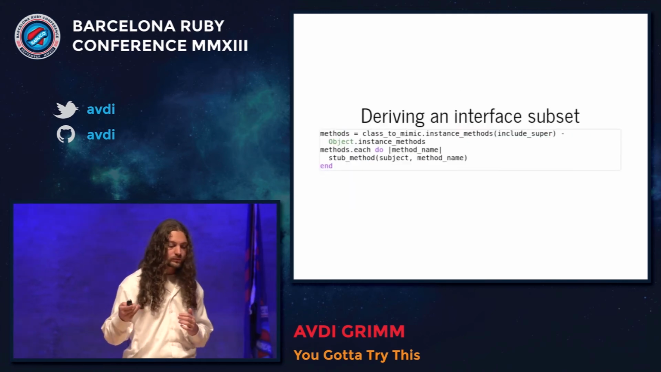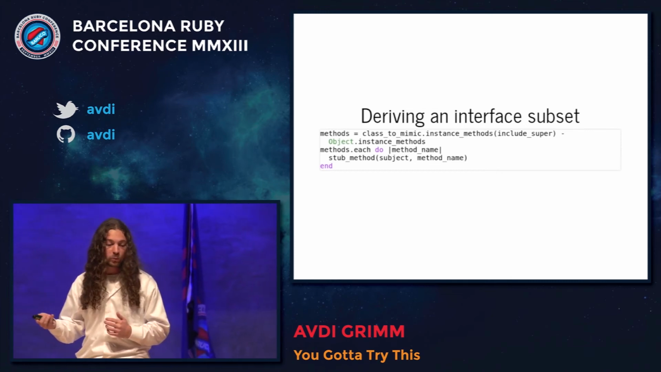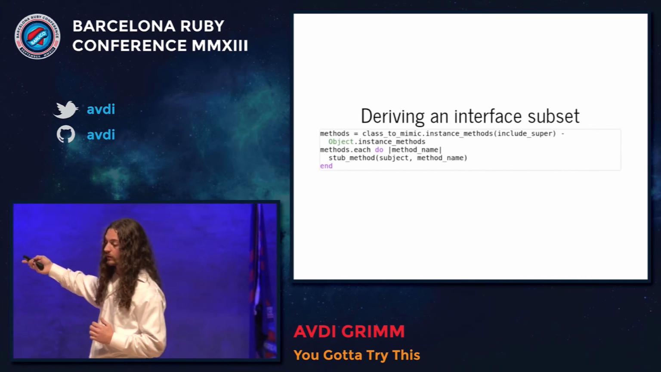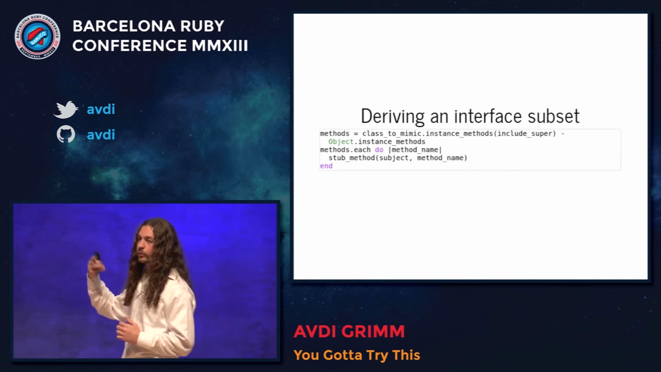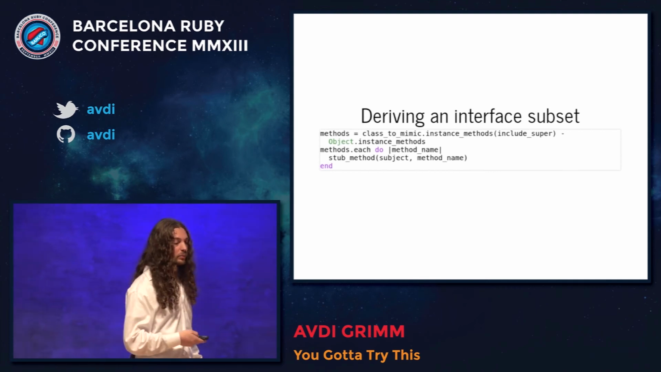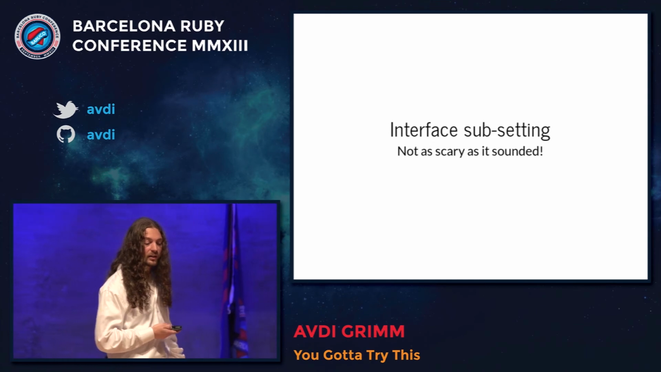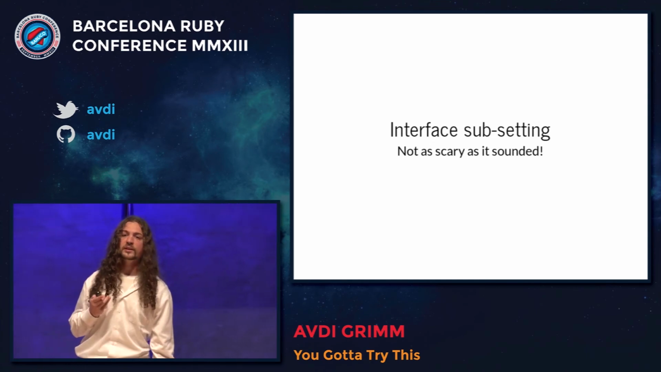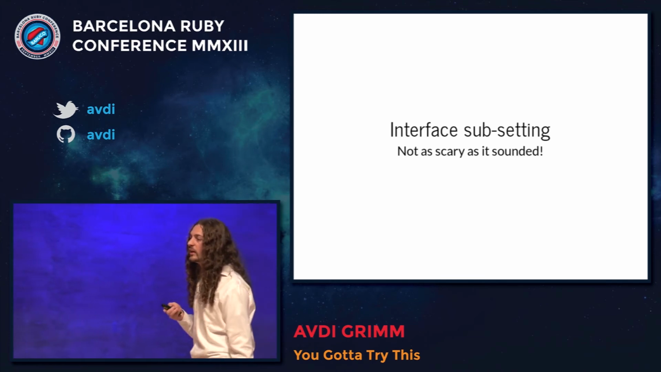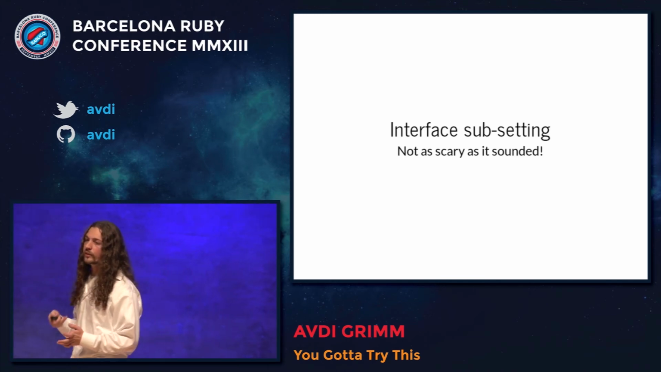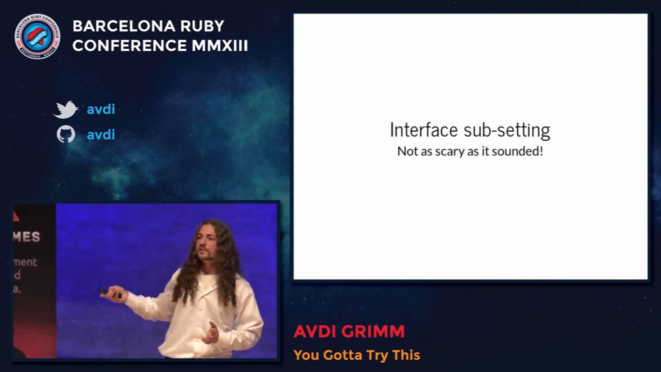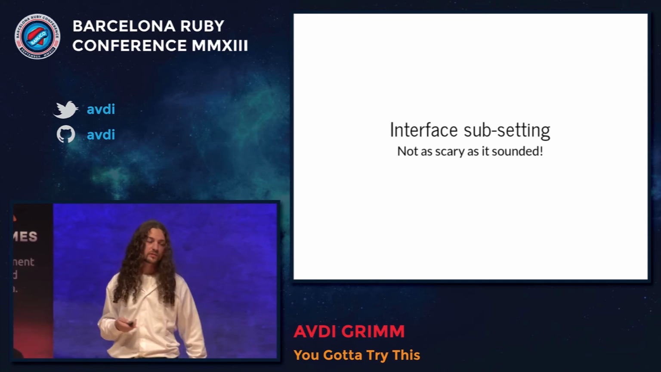So here's what we do. We take the class to mimic. We ask it for its instance methods. We subtract out the list of instance methods on Object, and then we go through the methods and stub each of the remaining ones out. Simple as that. So interface subsetting turned out to be not as scary as it sounded. But make no mistake, this is a pretty advanced operation in metaprogramming terms. It's just really easy because of the tools that Ruby gives us.